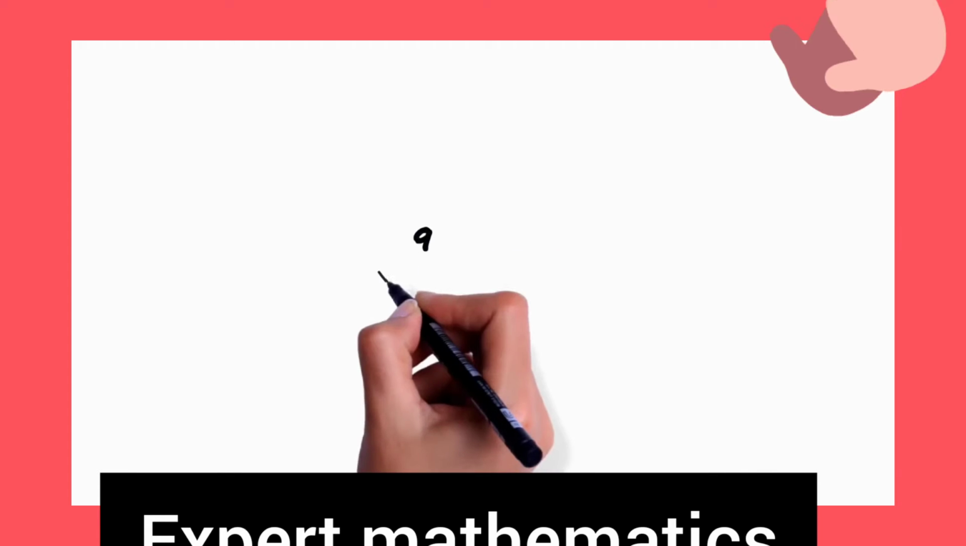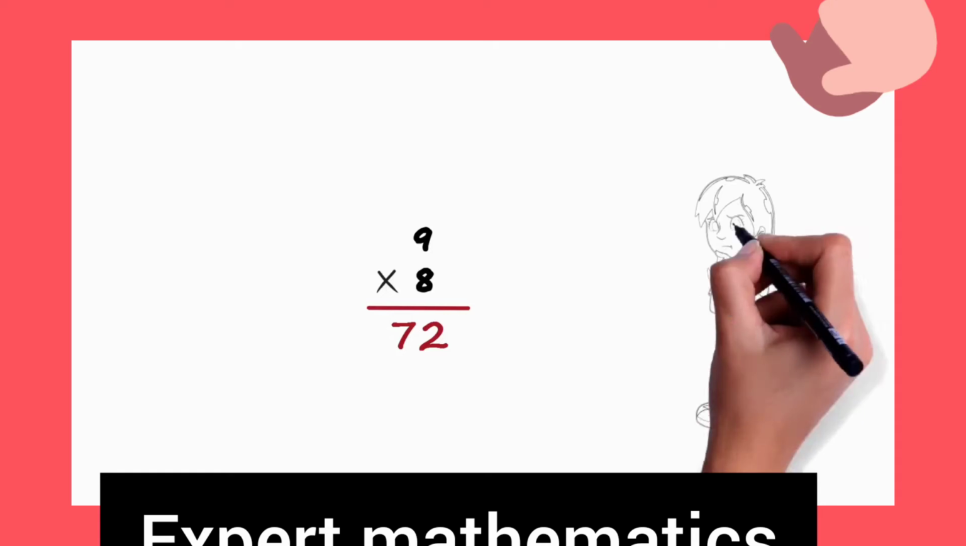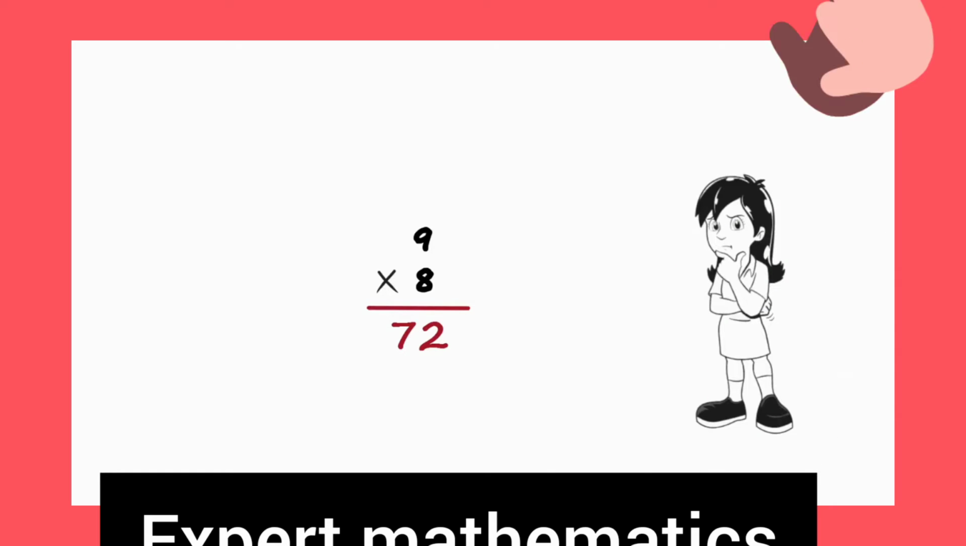How would you multiply 9 with 8? Some of you have probably memorized the multiples of 9 and know the answer. We know that it is 72, but in this session, we will understand multiplication in a very different way. Will this different way help us? Well, let me put it this way.